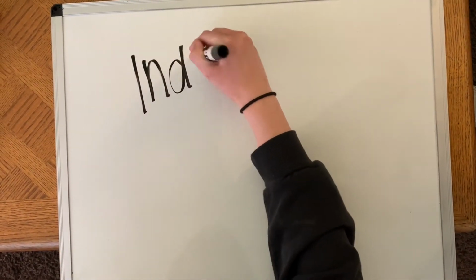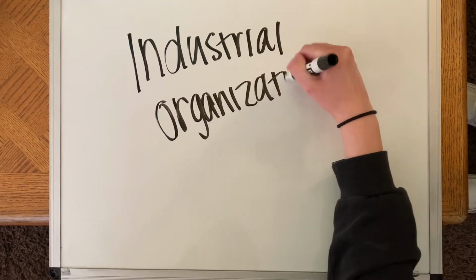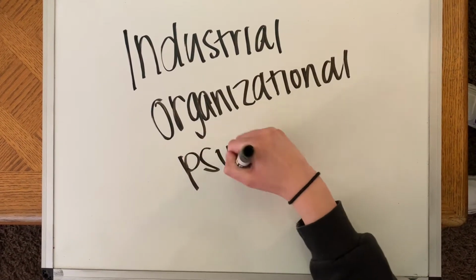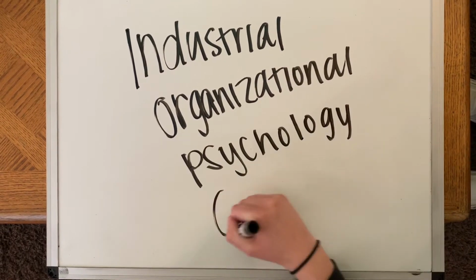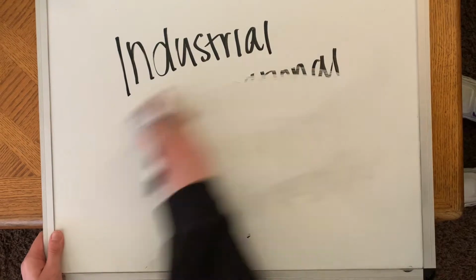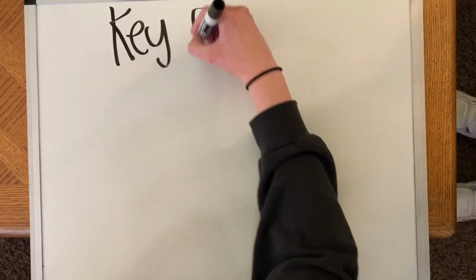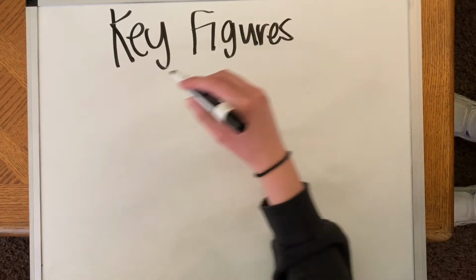Okay, so today we're going to be talking about industrial organizational psychology. It's also referred to as IO-Psych, which is probably what I'll talk about in this video a lot. It originated in the early 20th century, about the start of World War I. First, we're going to talk about some key figures.